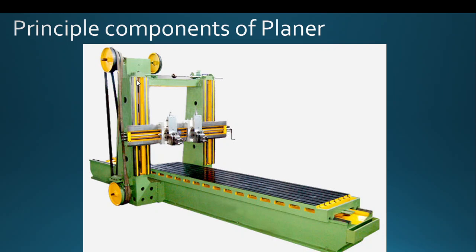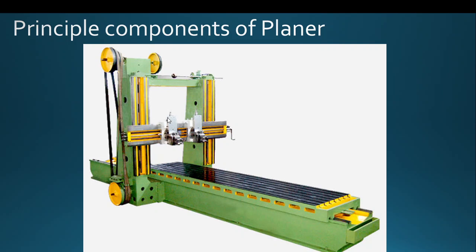And in front of the column, as I told you, we are provided with the front vertical guideways which will enable the cross rail to move in upward direction and downward direction. In front of the cross rail also we are provided with a guideway which will house the tool head to make it move in left and right direction.